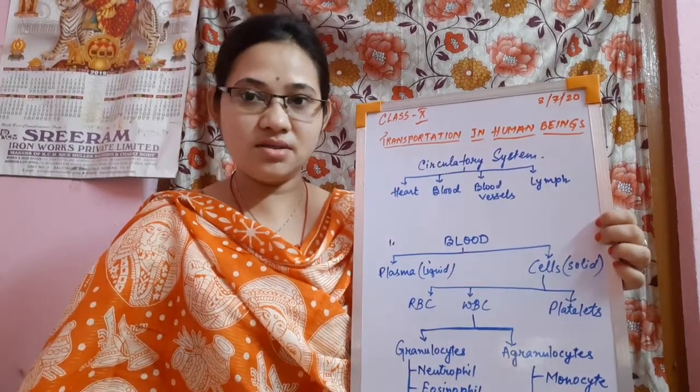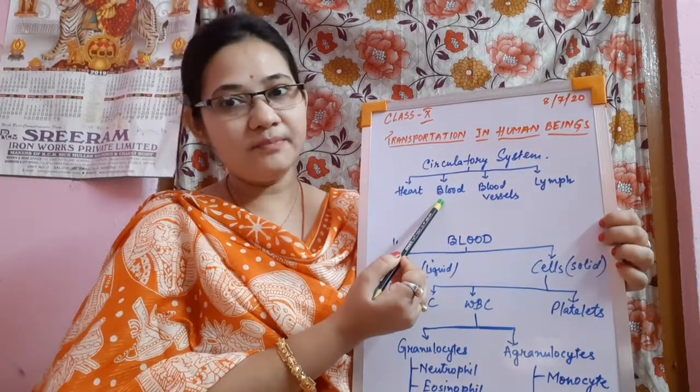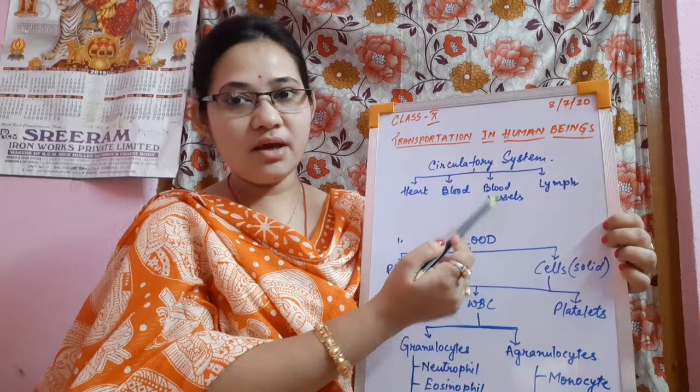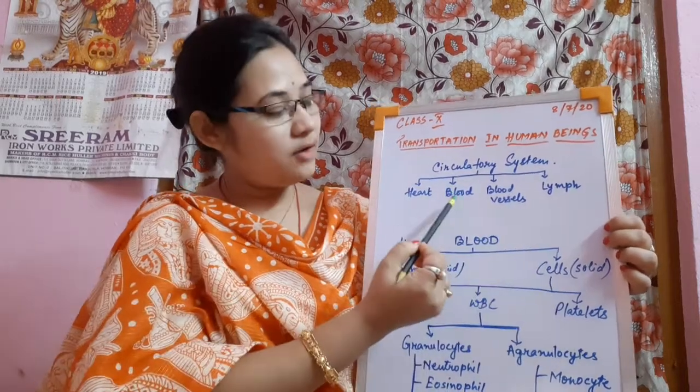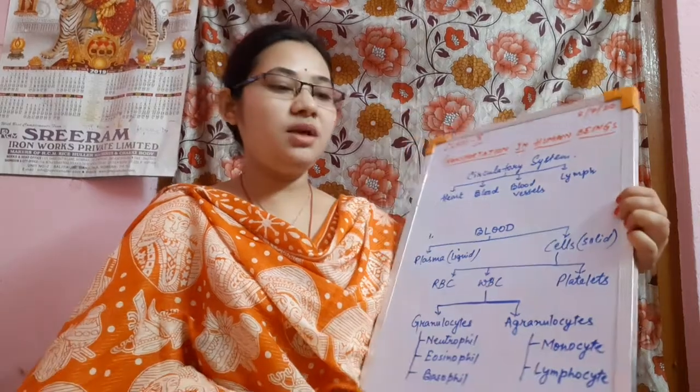Okay, capillaries. Now let us start with the first one, that is blood. Then we will study about the heart, then about blood vessels, and finally about lymph. So our first topic today is blood. Now we started with transportation, and we saw how the circulatory system is important to us.